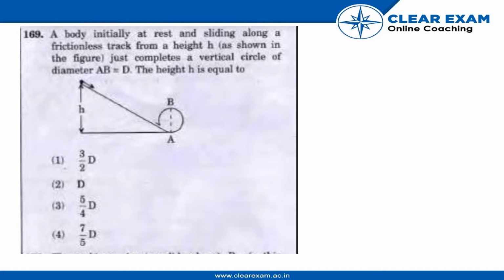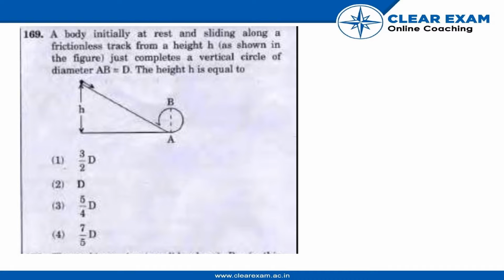The question is, a body initially at rest and sliding along a frictionless track from a height h, as shown in the figure, just completes a vertical circle of diameter AB equal to d. The height h is equal to... so here we need to tell the height in terms of diameter.